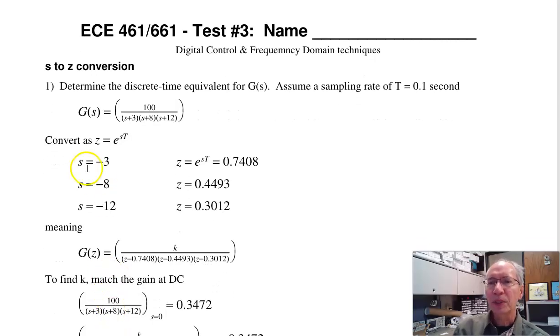The first problem is, given G(s) in the s-plane, what is the discrete time equivalent? A couple of ways to do that. The approach I like is do a mapping, z is e to the sT. I've got poles at -3, -8, -12 in the s-plane. I've got 3 poles in the z-plane. -3 maps to 0.74 in the z-plane. -8 maps to 0.44. -12 maps to 0.30.